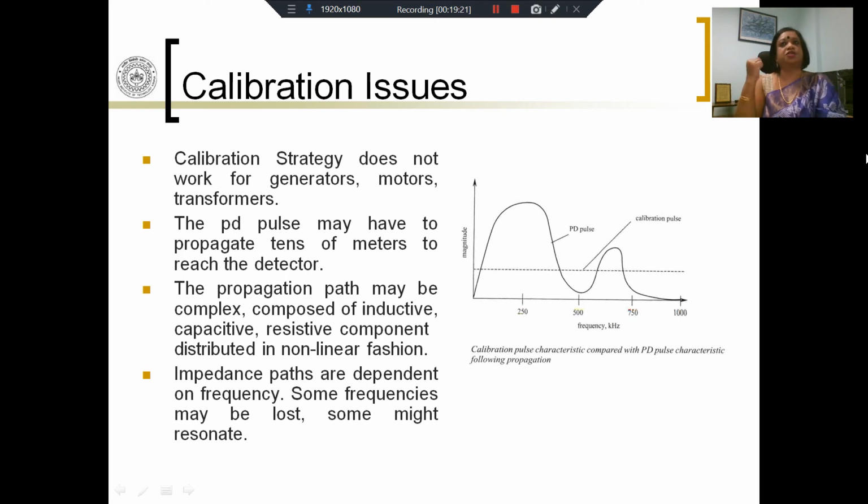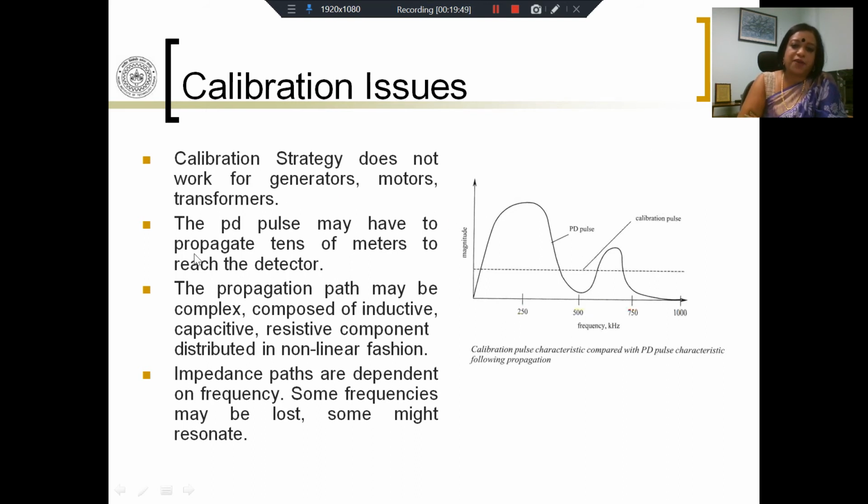What is dispersion? As I said, the PD pulse has a lot of frequencies, and all these frequency magnitudes together comprise the PD pulse shape. What will happen is, depending upon the medium present in the generator, these different frequencies will be attenuated to different degrees, and therefore the PD pulse will change its shape, and that will create a problem. You will not know what you're measuring.